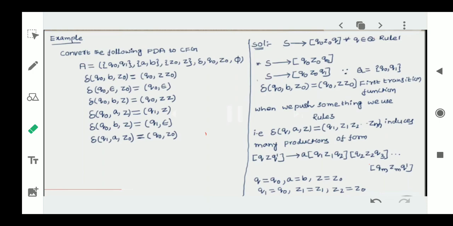So try out this problem, and if you have any doubts, please let me know what are the difficulties you are facing here. So I'll stop this here, and we will meet in the next video lecture.